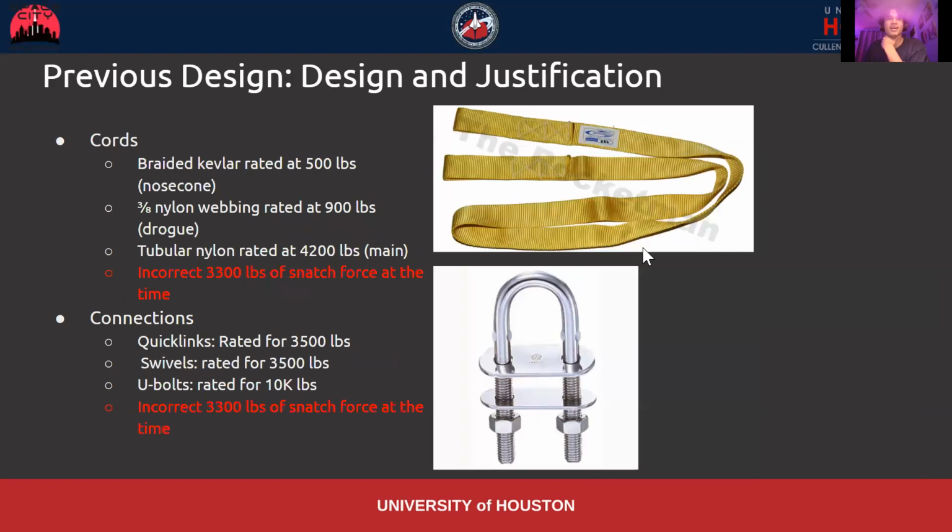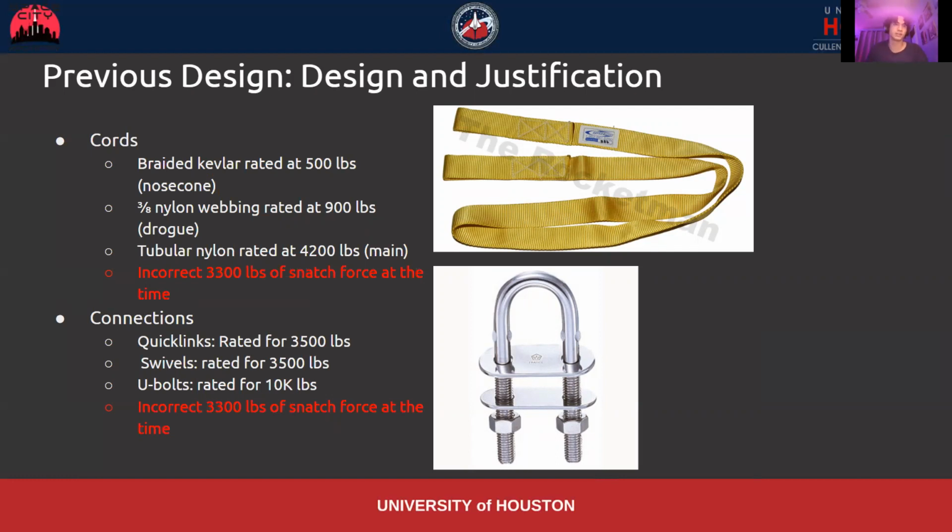And at the time, with the calculator, we had the wrong formula for the snatch force, and it didn't take into account the time for the parachute to deploy. So we were getting really high values for the snatch force. We got 3,300 pounds. And in turn, that meant that we had to pick components that could withstand all that load. And what that meant was bulkier, stronger components that also cost more money.